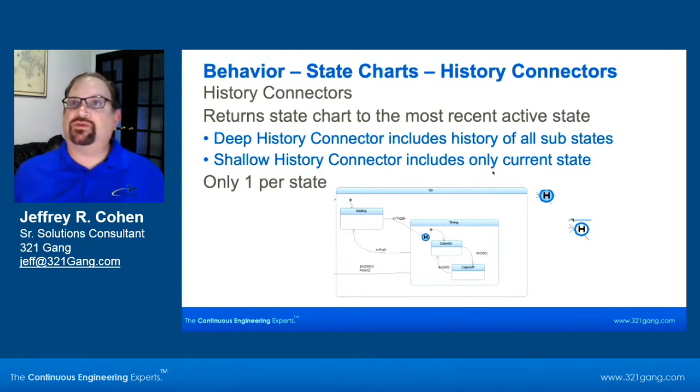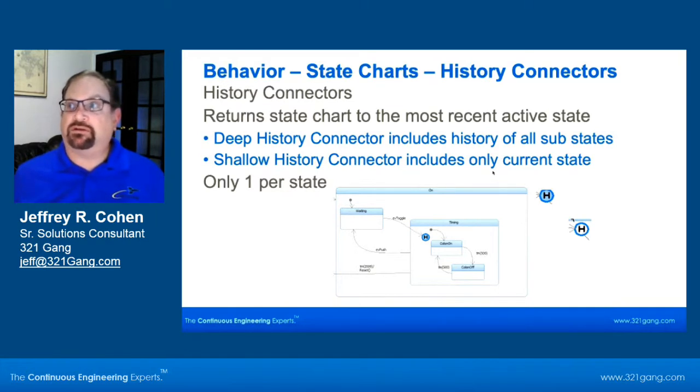A little more on the history connectors. Their purpose is to return you to the state you were just in. But what if there's substates below the state that you're in? Well, we have a deep history connector that's going to take you to all of those substates. The shallow one is just going to put you at this state chart, or this state's level. So in this case, if there were states below :on, and you returned in the history connector, we would, using a shallow connector, just go into :on.